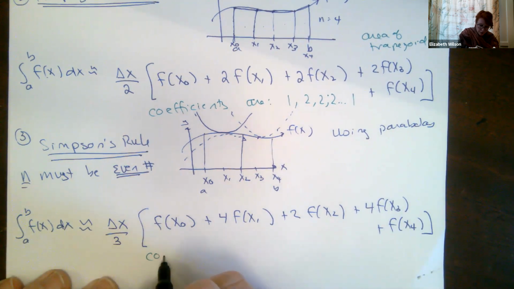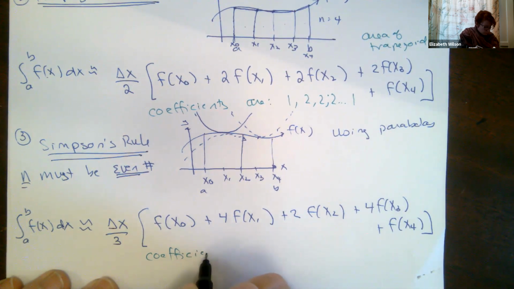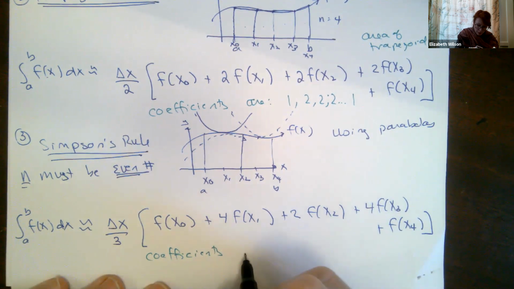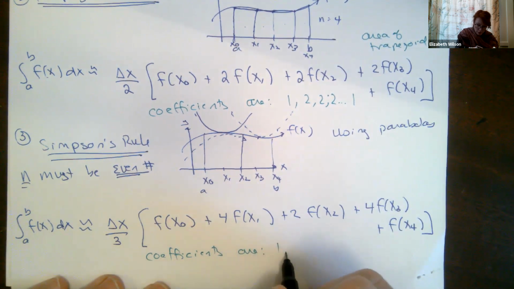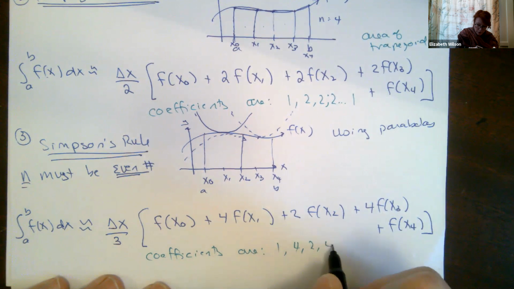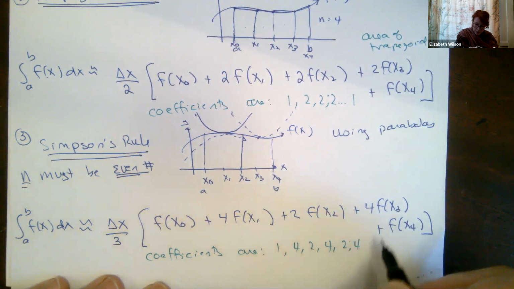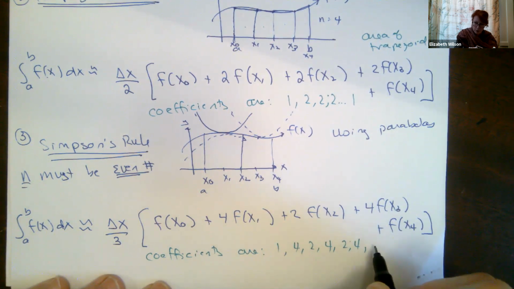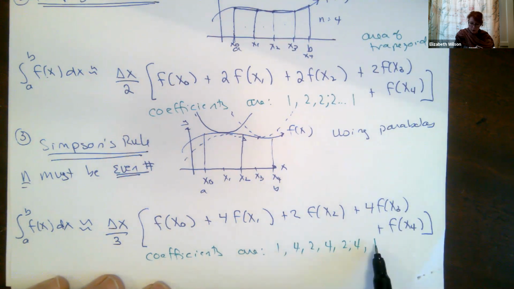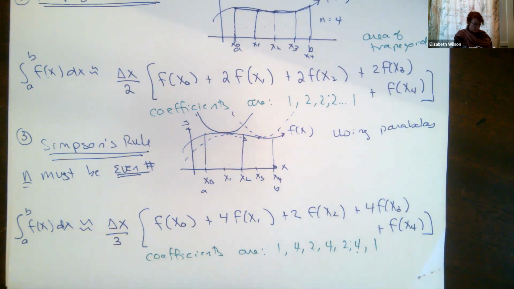So the coefficients are like one, 4, 2, 4, 2, 4. The last one has to be 4 and then a 1. So I go 1 to 1, right? And then I alternate 4, 2, 4, 2, 4, and then 1. The second to last one has to be a 4 and then a 1, okay?